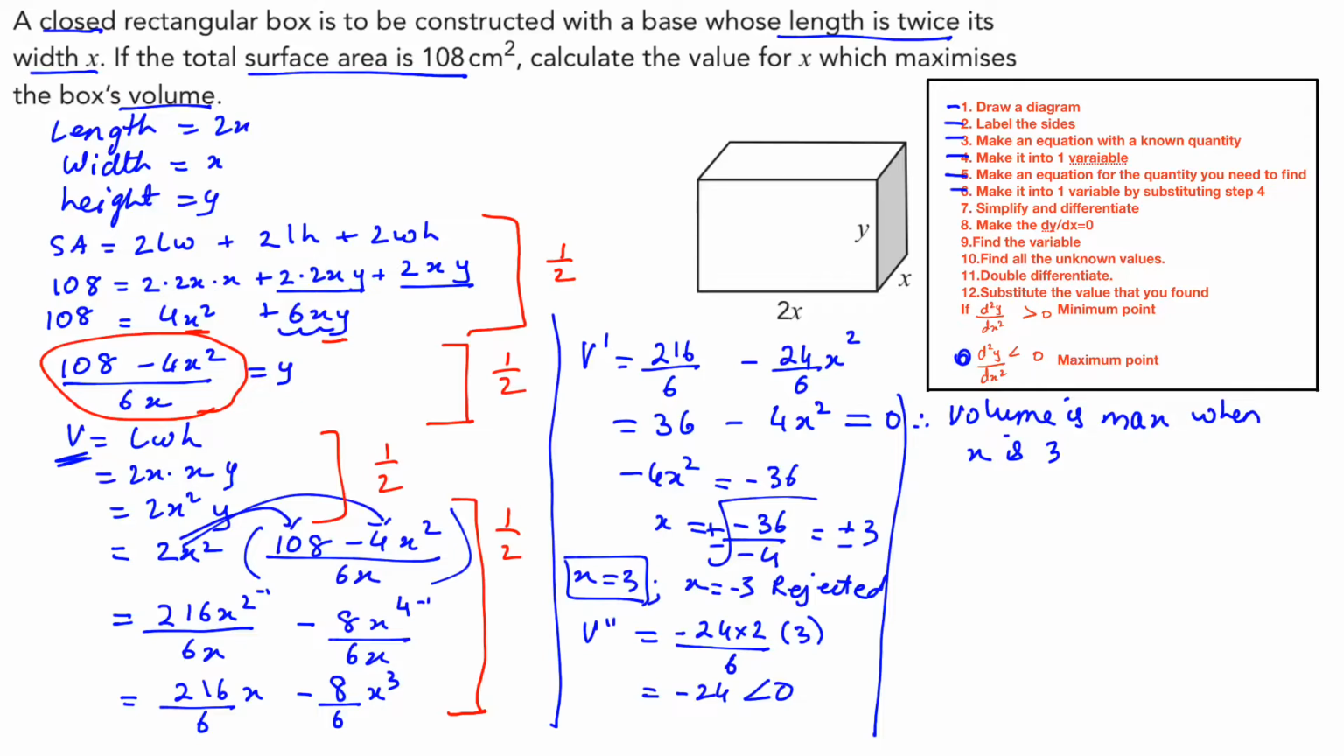What don't we know? We don't know the height, which is y. Y is equal to 108 minus 4. Replace it with 3. Sorry, we are going to put a 3 here also. And we will get 4. So height is 4 centimeter. And for the volume, we are going to use this formula 2x squared y. Replace the x and the y. And we will get volume is equal to 72 cubic centimeter.